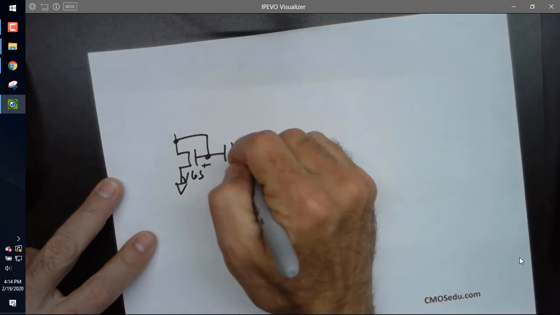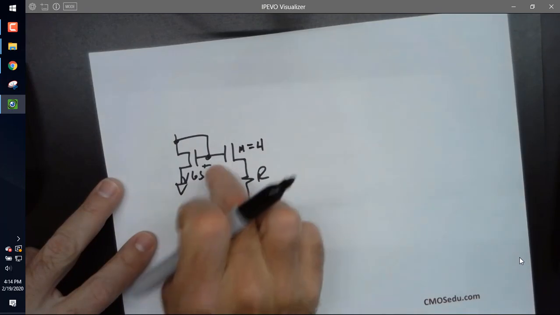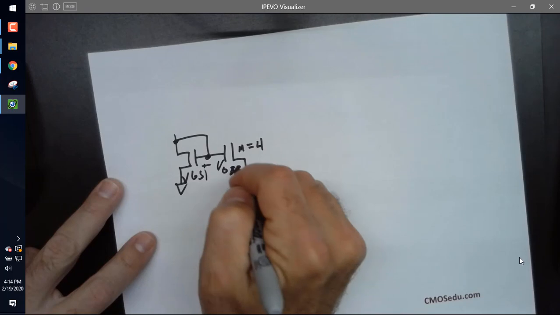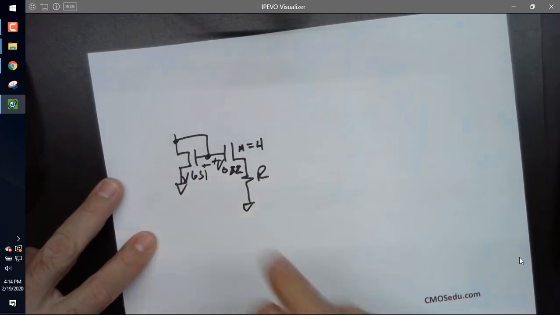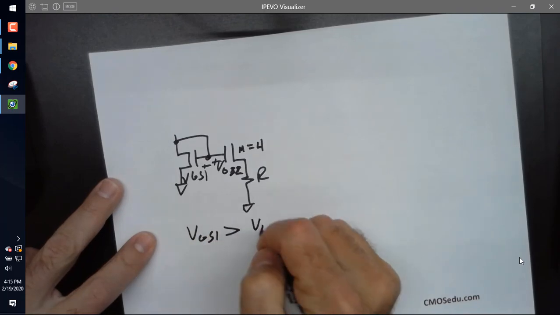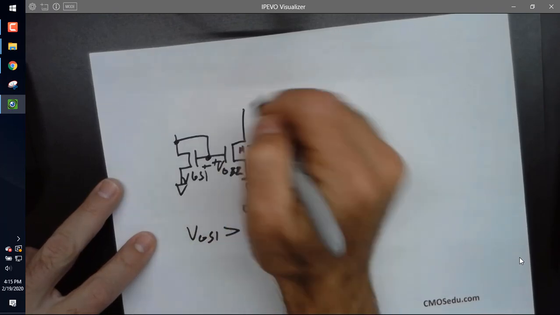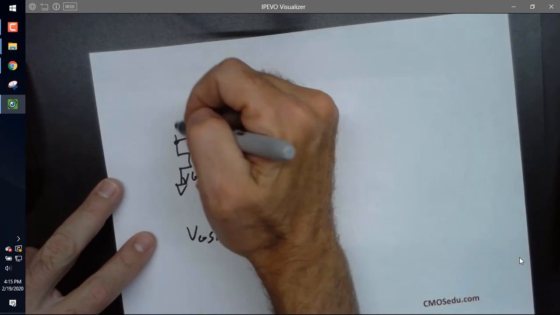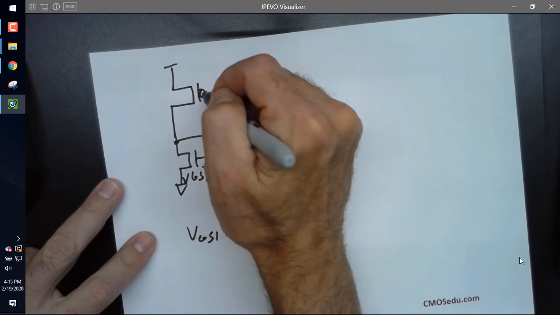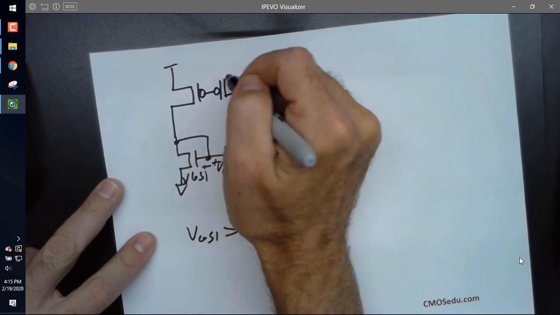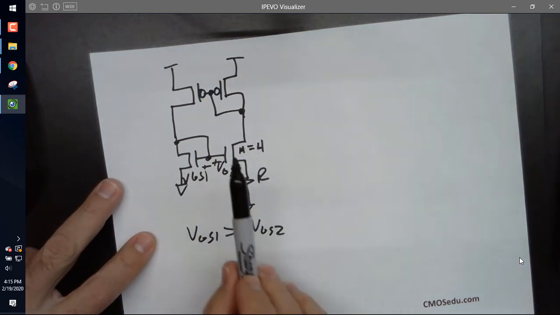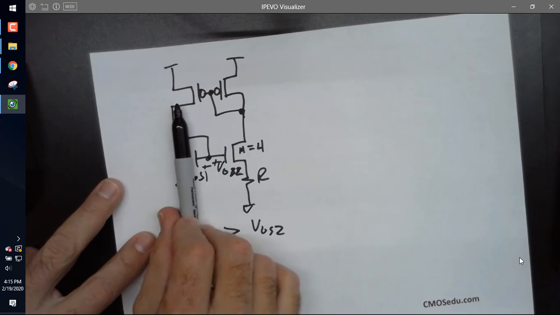So what I'm going to do is I'm going to make this wider. I'm going to make it M equal to 4 so that this VGS 2 is less than the VGS 1. So VGS 1 is greater than VGS 2. But I still have to force the same currents through each side. So the way I'm going to do that is the following. I'm going to put a current mirror up here.